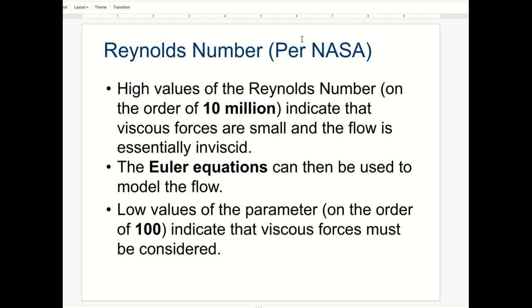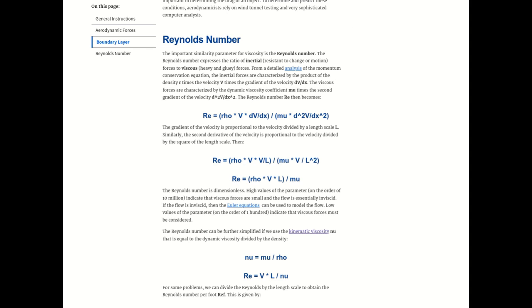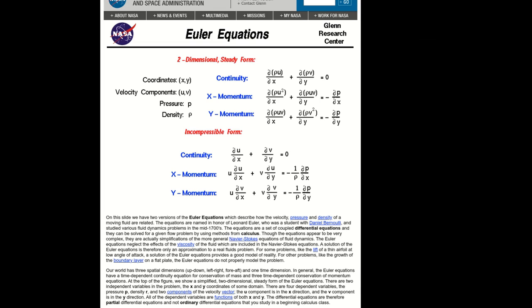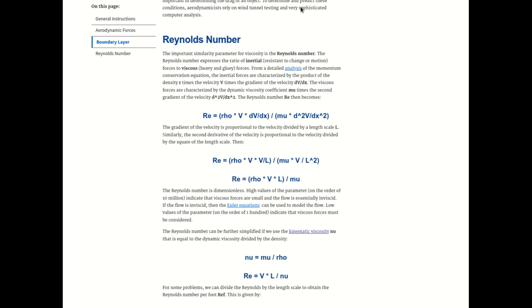So high values, this is from NASA. I got it from this NASA webpage. We'll go look at some other things in just a moment. But anything that has a Reynolds number over 10 million, you will see some very large numbers with this, we can basically ignore the viscous forces involved. And if we can ignore the viscous forces, then we can model the flight of the aircraft using the Euler equations, and these are the Euler equations on the NASA website. This is beyond the scope of this course, so I just want you to know those are there.